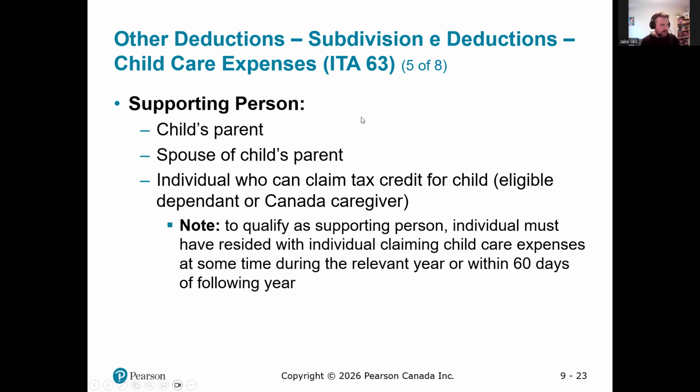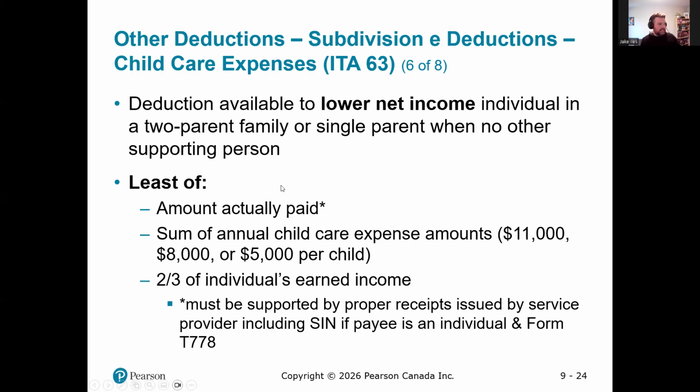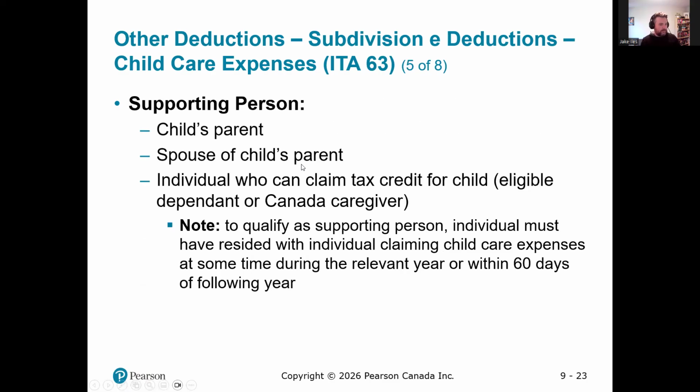So the supporting person can be a child's parent, spouse of the child's parent, or an individual who can claim the tax credit for the child. What this is saying is, I think it says on the next page, to qualify as a supporting person, the individual must have resided with the individual claiming childcare expenses sometime during the year. So I, as my child's parent, could claim the expense.